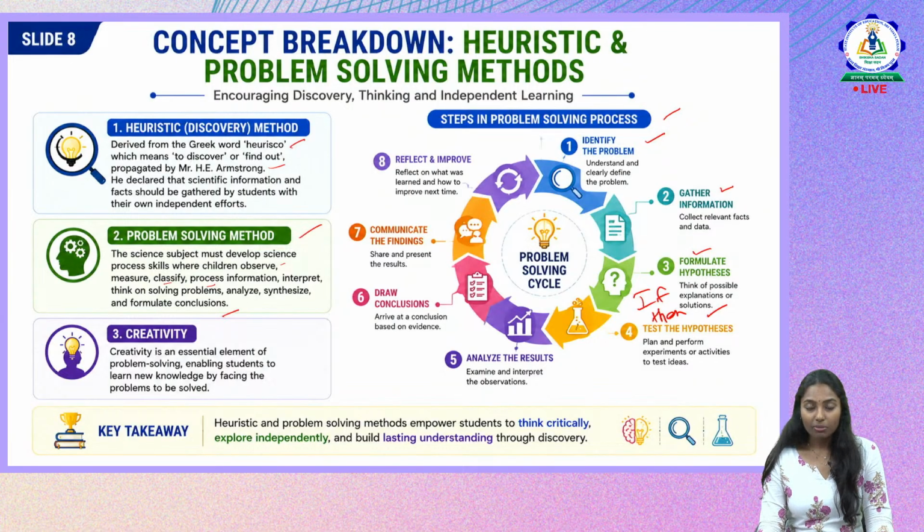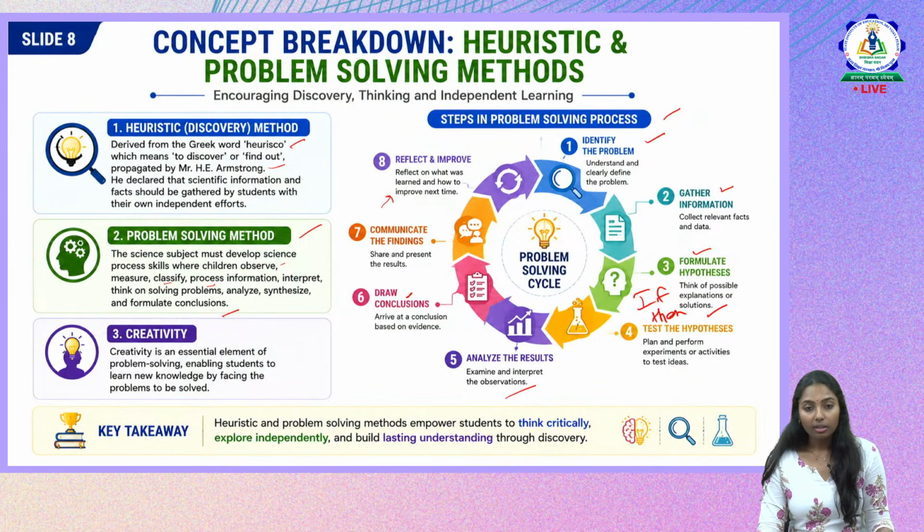Next is testing the hypothesis, testing your assumption regarding why the problem might have happened. Then you test your hypothesis, and analyze the results based on your observation and interpretation. After doing analysis, you draw your conclusions or inference based on the evidence that you have secured. Then after drawing conclusions, you communicate the findings. The next major important thing in process skills is communication of your findings. The next is how you reflect upon the learning that was done and how you plan to use that learning in the next phase. So these are the steps of the problem solving process.